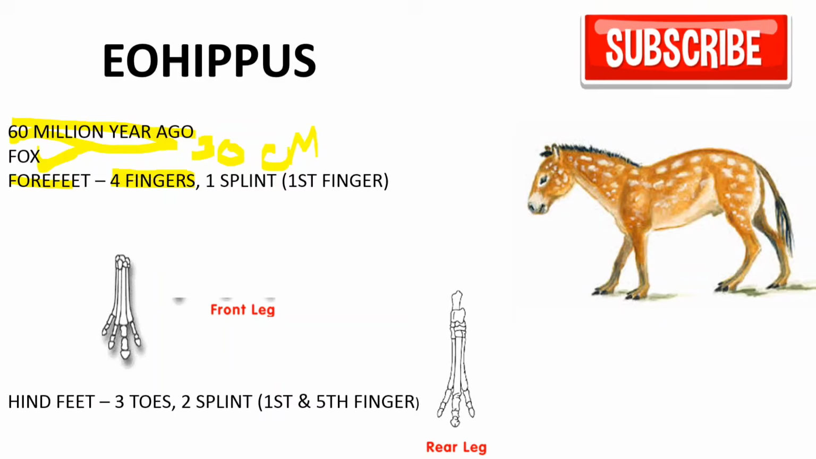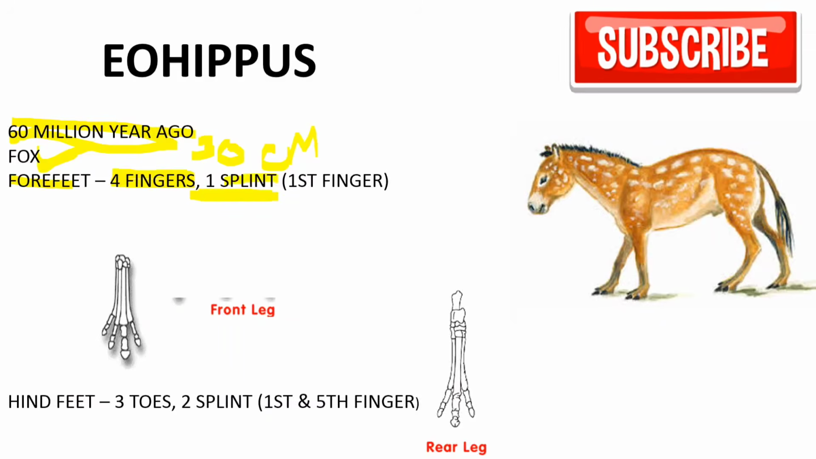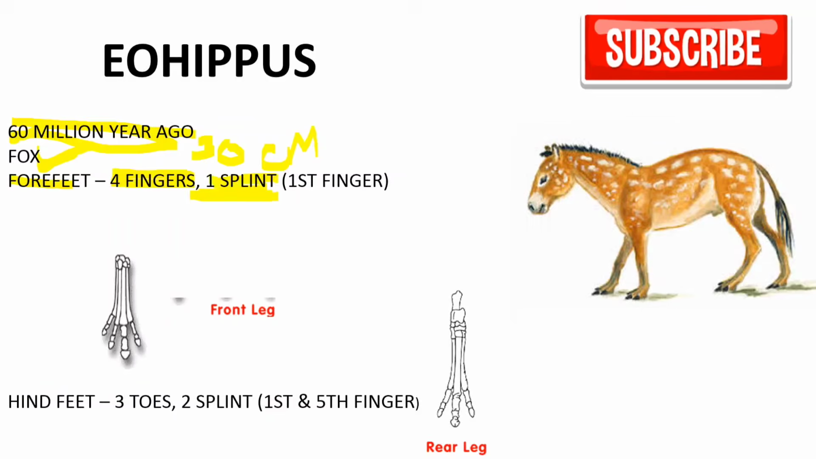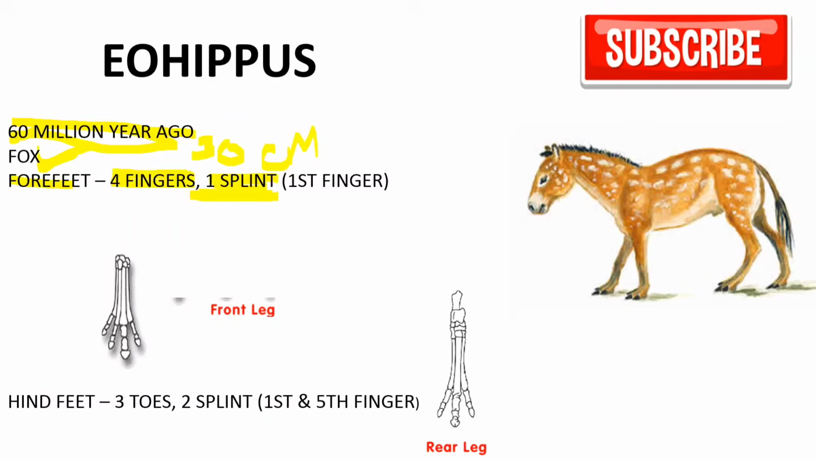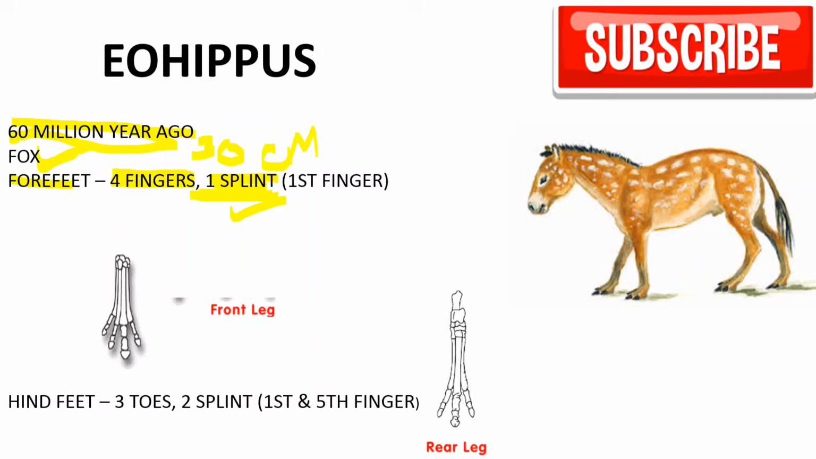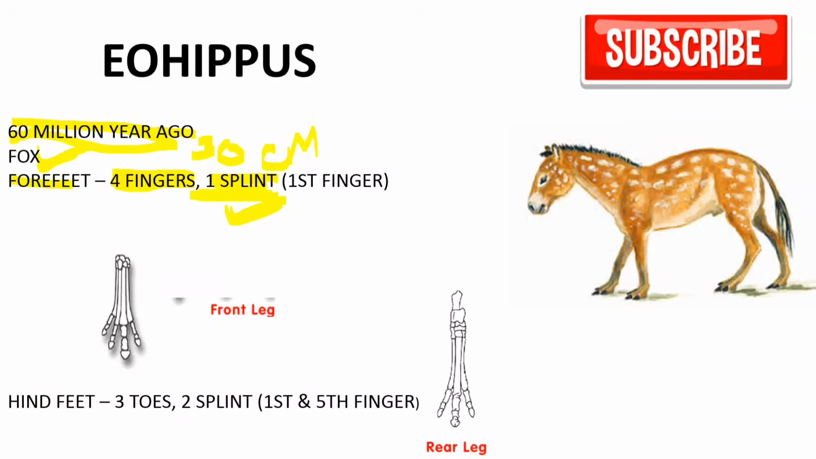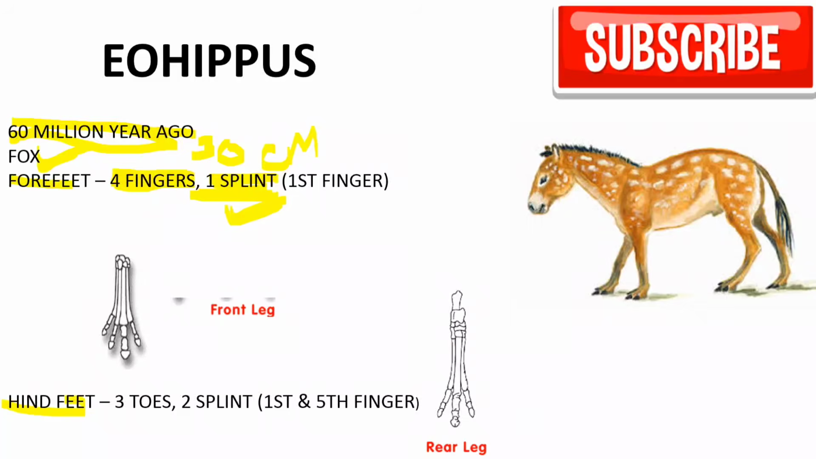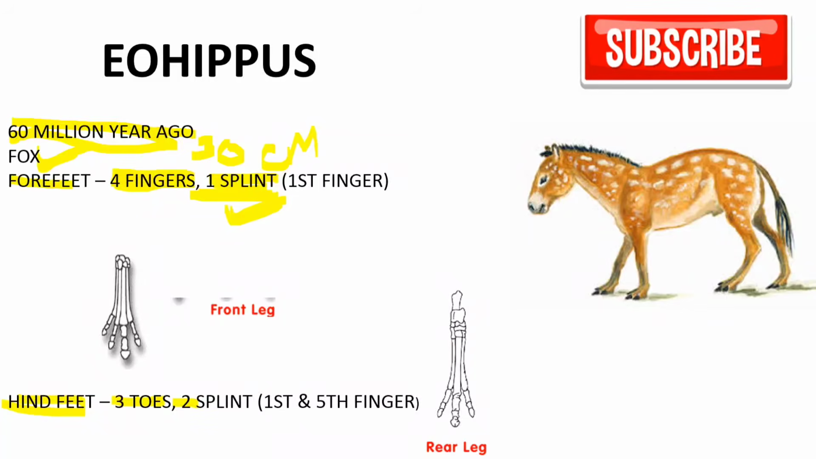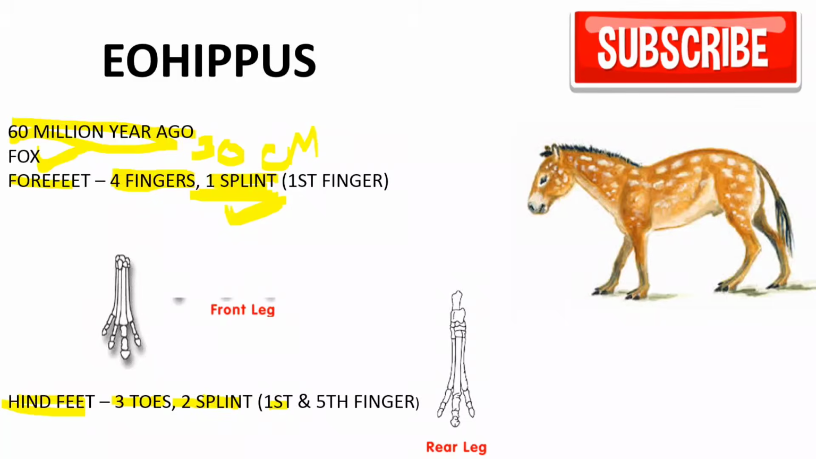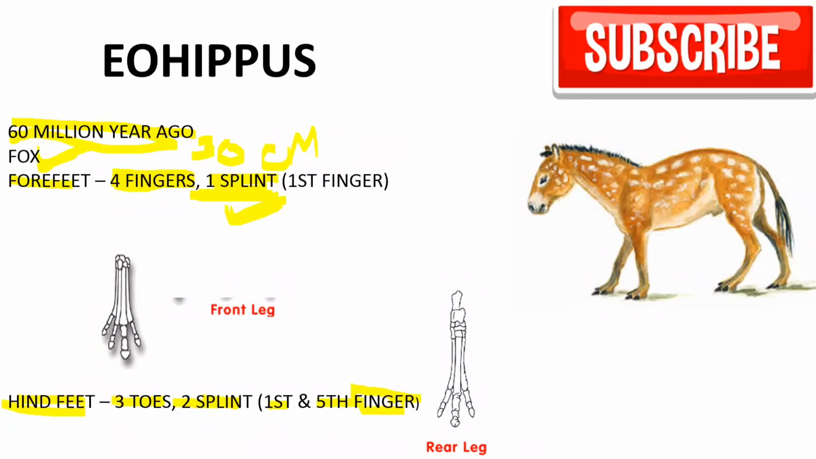So what about the one finger? The one finger was in the form of splint. What is splint? Splint is the reduced finger. That is not a proper long finger, it is the reduced finger. So in forefeet 3 were actual long fingers and 1 was splint, as well as in hind feet 3 toes were present and 2 splints were present. The splints were the first finger and the fifth finger, or we can say first toe and the fifth toe.